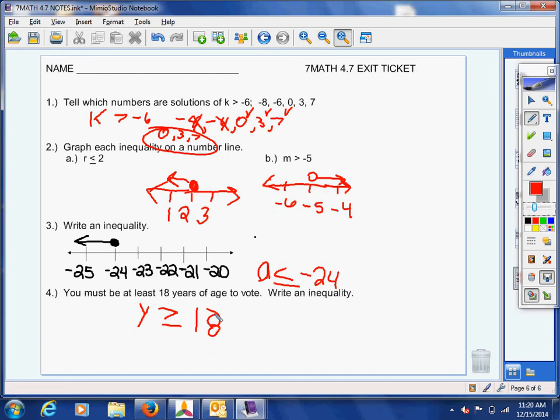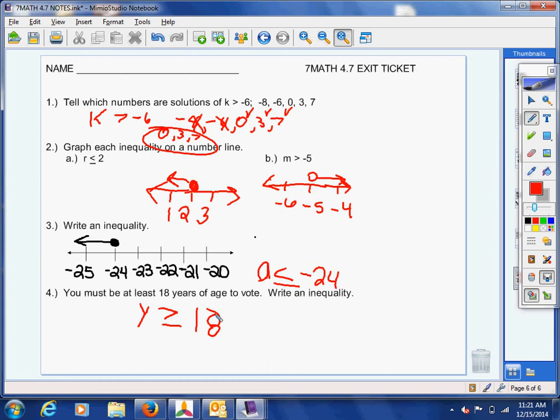Awesome. How did you guys do as you're checking your answers? Number 1, Carson did number 1 for us. Which numbers are solutions if k is greater than -6? He marked out -8 and -6 because they aren't greater than -6. So you mark those out. 0 through 7 is the right answer. Give me a thumbs up. How did you do on that one?